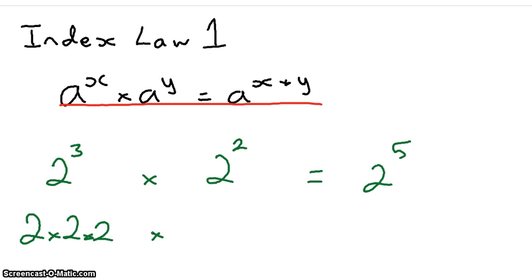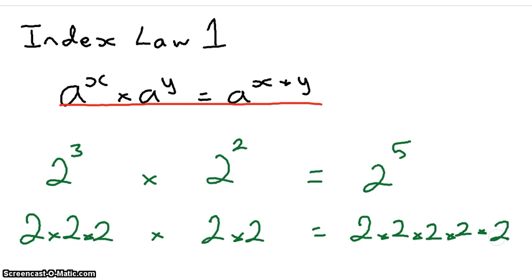Our multiplication symbol is still there. And then 2 times 2. Now, if we have a look at this one, 2 times 2 times 2 times 2 times 2. If you look at that and think back to the questions that we've just done, we have 1, 2, 3, 4, 5 twos. Hey, that does work. So that shows that it works.